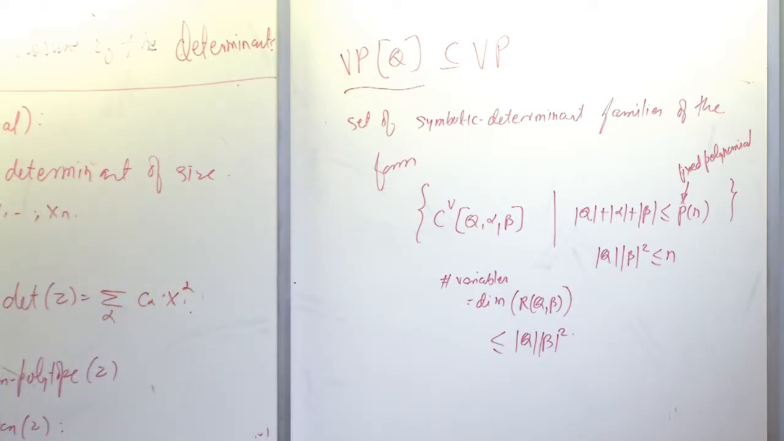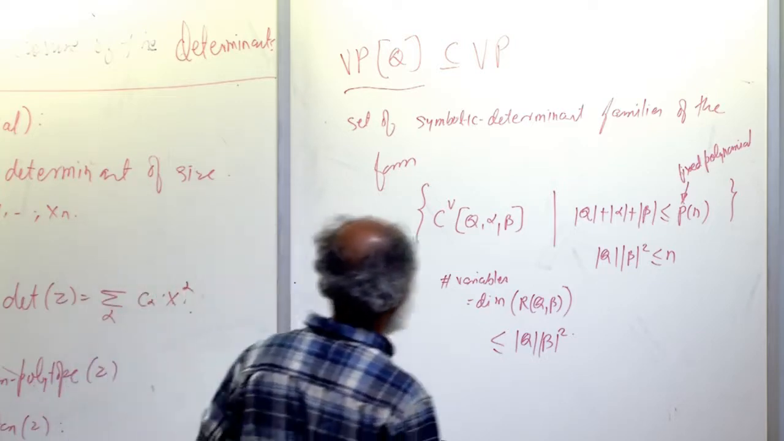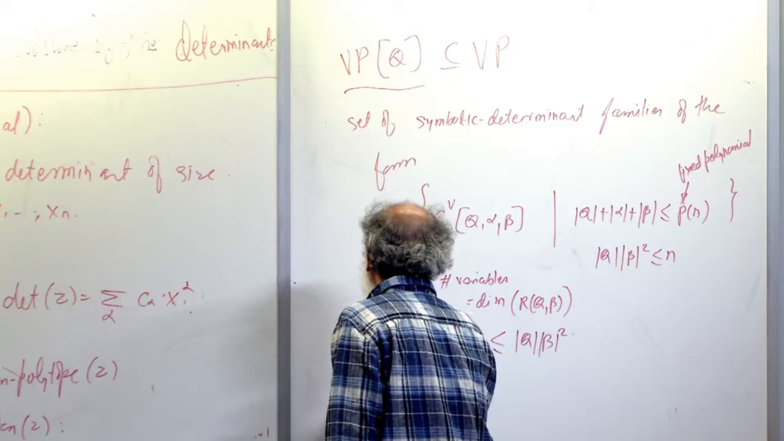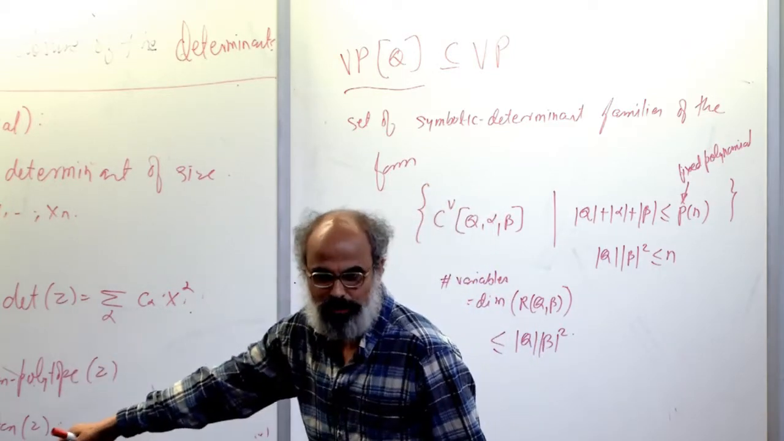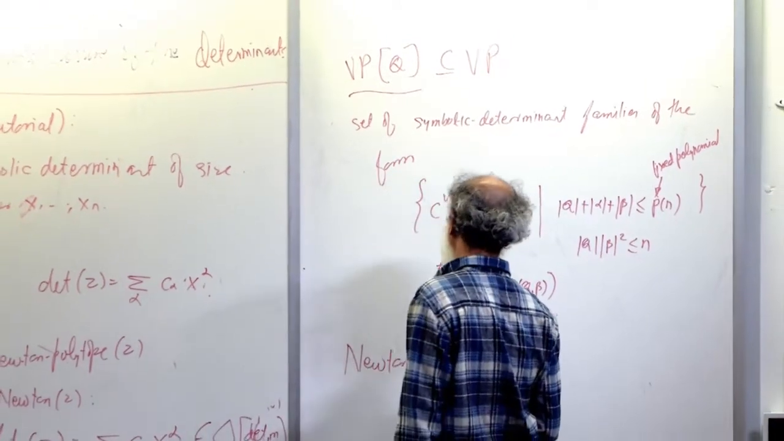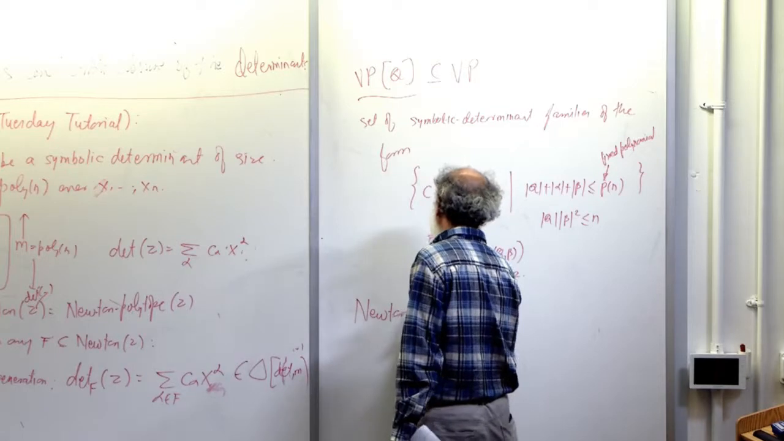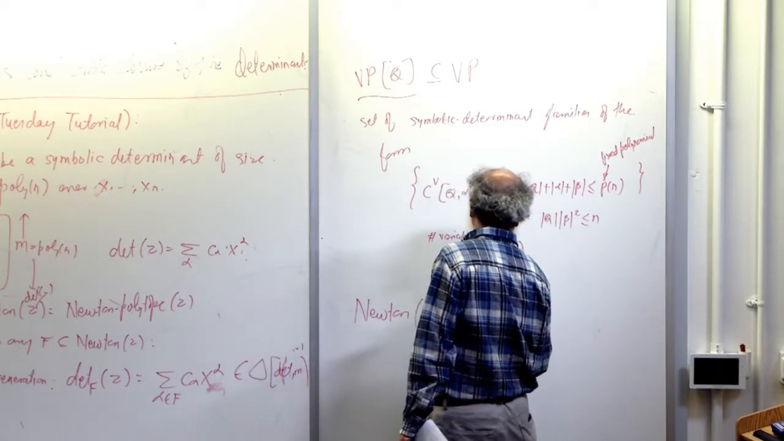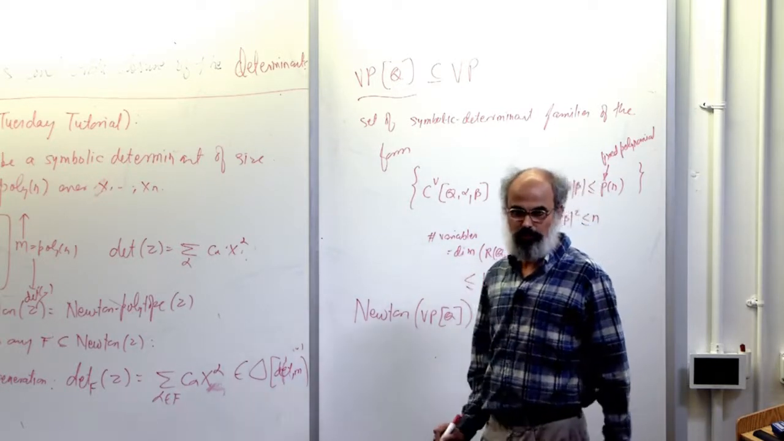These degenerations, these are all still in the Valiant world? Yeah, they would all be still in Valiant, because all these are symbolic determinants. And then you define the Newton degeneration of this, and then you take all these Newton degenerations. They won't be in the Valiant world anymore. They would be in the orbit closure. So if you take the Newton degeneration of VP, then they would be inside VP bar. You're taking orbit closures.